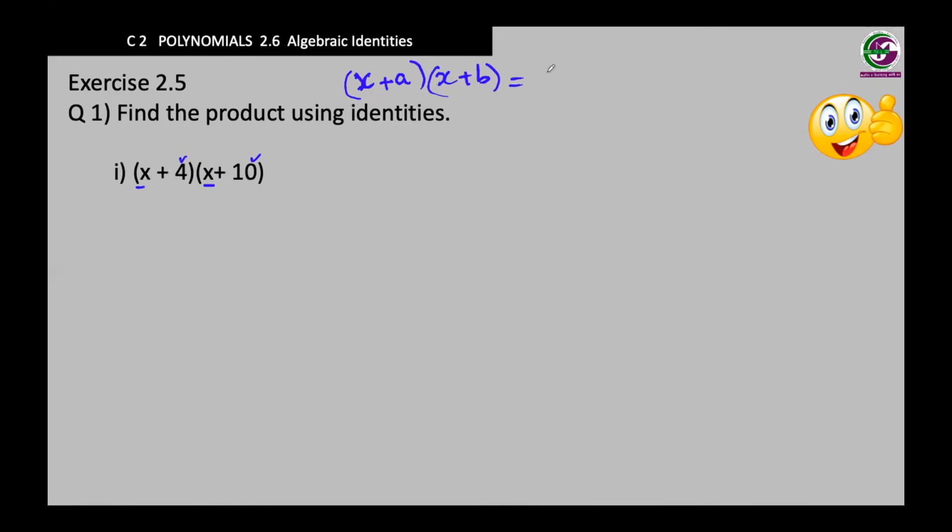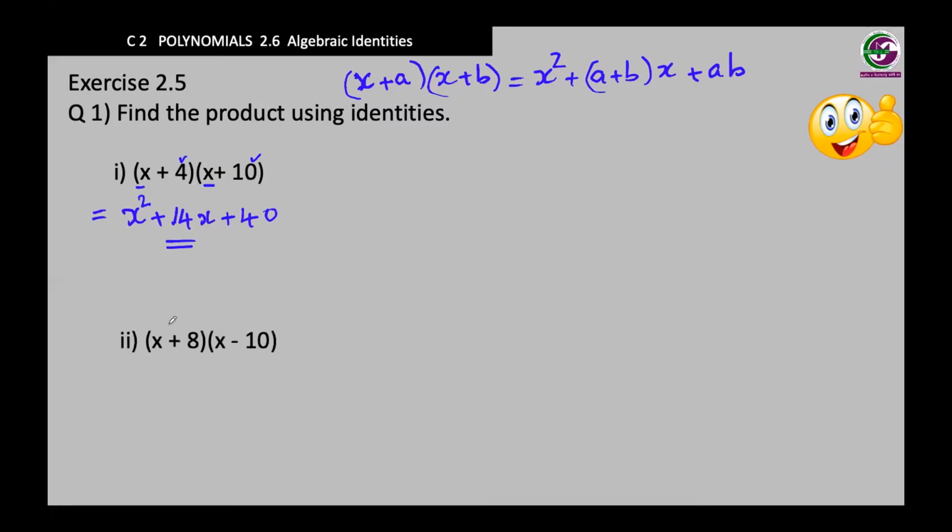Excellent. How do we expand? X square plus, we add the second terms, multiply with x, and take the product of the second terms. Let us see how it works. X times x is x power 2, plus, we add them, 4 plus 10 is 14 with x, plus 4 times 10 is 40. Finish, that's all. Again, in the middle term we add, and in the last term we multiply.